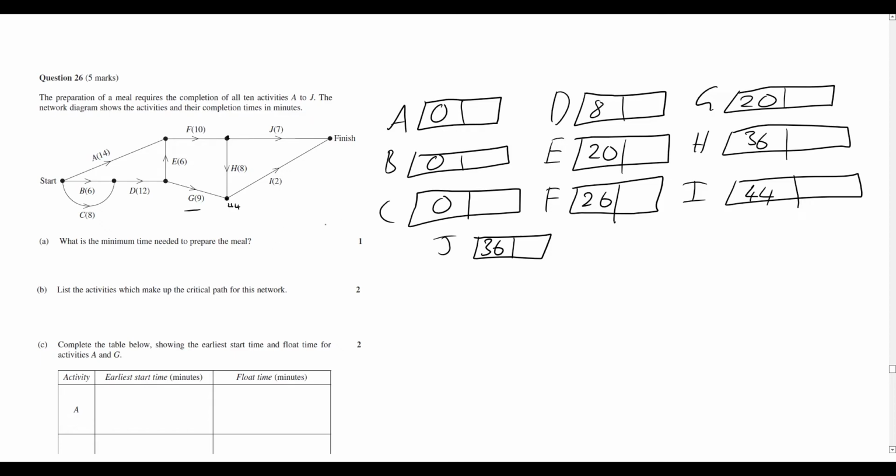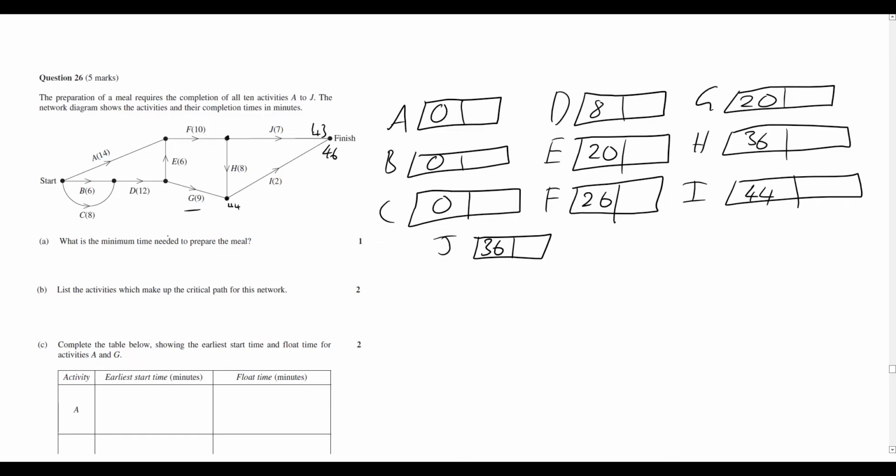Let's have a quick look at both J and I and see how long it would take to actually get to this finish point. So for us to get to J, well, we know that we can start at the 36th minute. We add 7, so that means we would get to here by the 43rd minute. But if we go through I, then we can start that earliest at the 44th minute and go plus 2 for the actual task of I. So that means 46 over here.